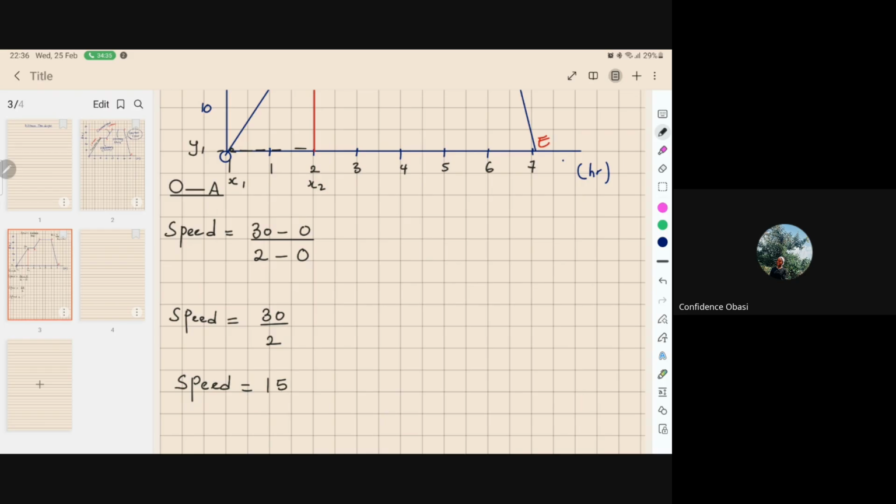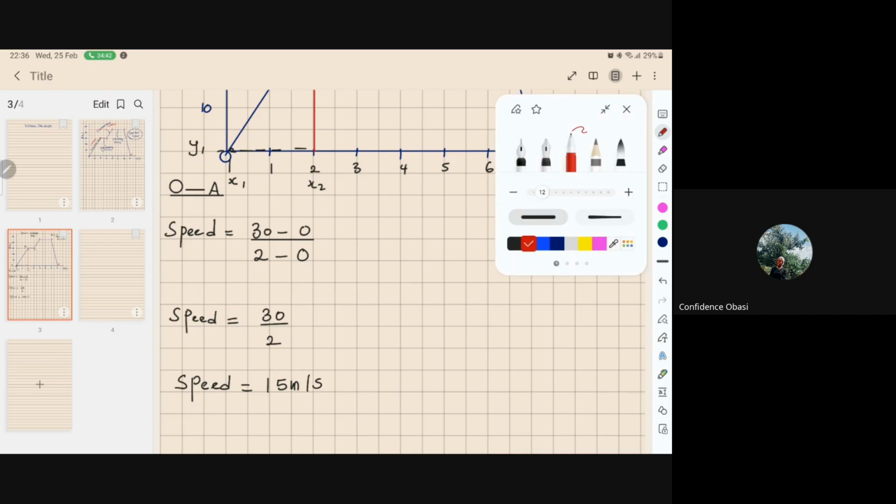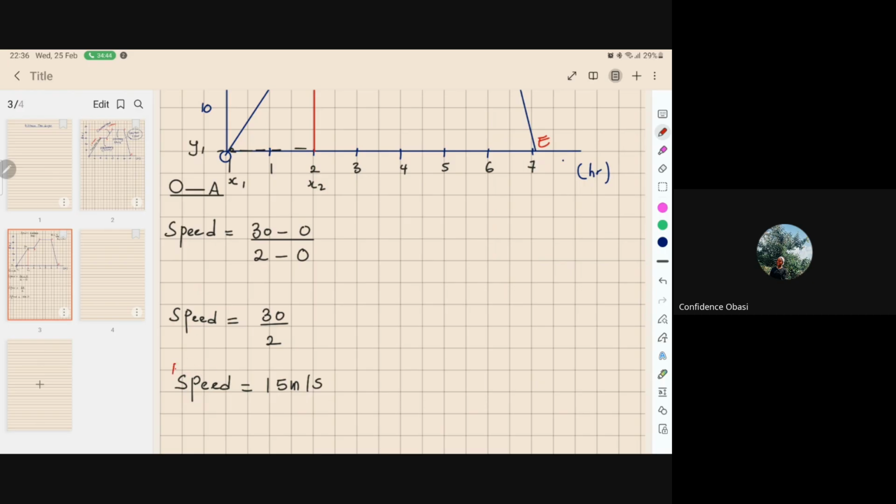So this is 15 meters per second. Because I wonder what your hand, they find the raising hand button. All right. So speed is equal to 15 meters per second for the first region of the journey.